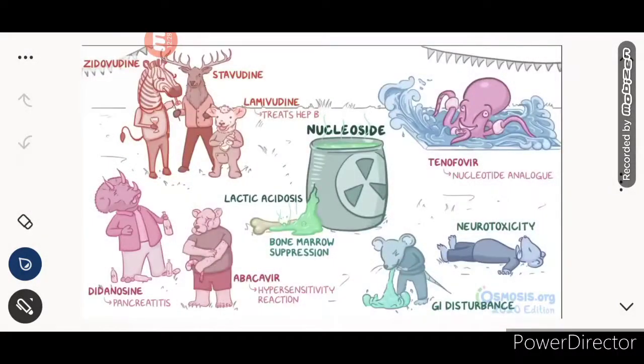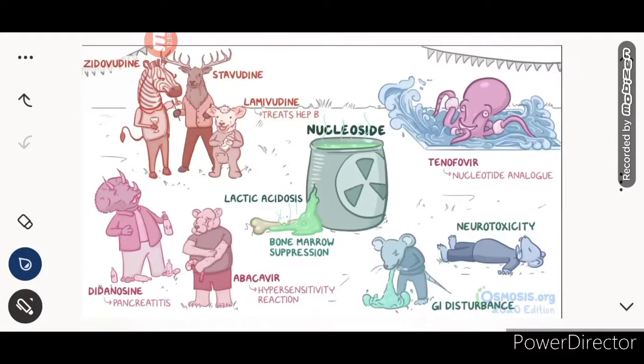So now, a fun mnemonic to remember all these. There is a party going on along the nuclear waste, that is represented by the nucleoside. Okay, nucleoside represents the nuclear waste. So for the various drugs, the lamb represents lamivudine, the stag represents stavudine, and the zebra represents zidovudine. Okay, and lamivudine also treats hepatitis B, that we have to remember.